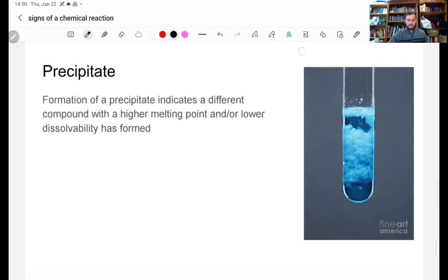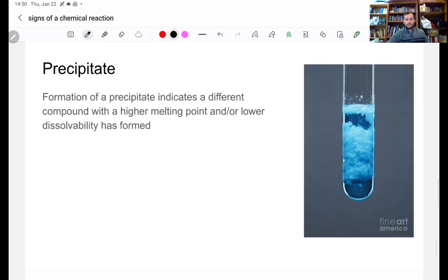We also have precipitates. The formation of a precipitate indicates a different compound with a higher melting point and/or a lower dissolvability has formed. So this means that the new chemical formed doesn't dissolve as well in water, so it becomes a solid. Different chemicals dissolve to different degrees in water, and different chemicals are solids as opposed to liquids at different temperatures.